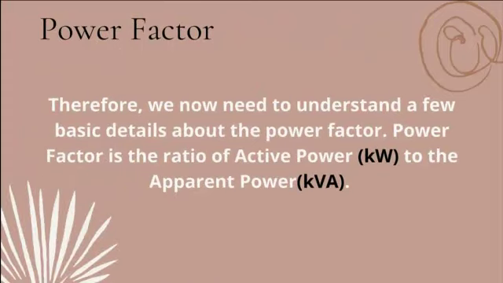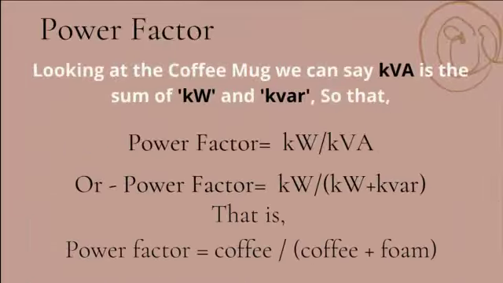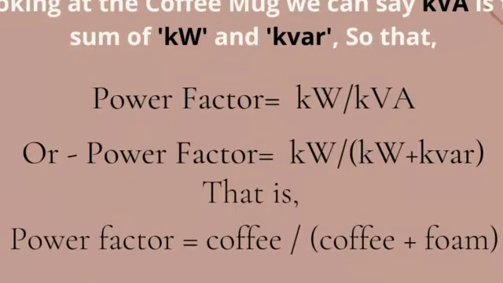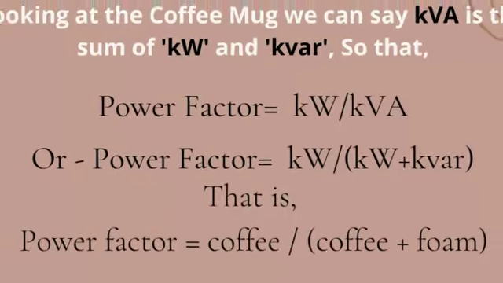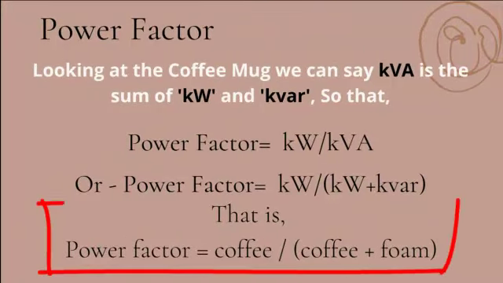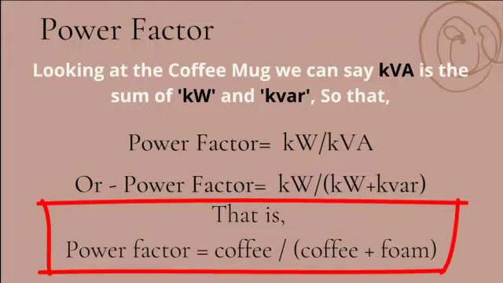Therefore, we now need to understand a few basic details about the power factor. Power factor is the ratio of active power to the apparent power. Power factor equals kW divided by kVA. Looking at the coffee mug, we can say kVA is the sum of kW and kVAR, so that power factor equals kW divided by kVA, or power factor equals kW divided by kW plus kVAR. That is, power factor equals coffee divided by coffee plus foam.